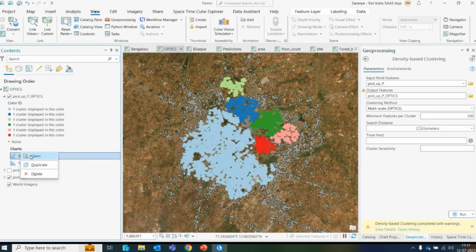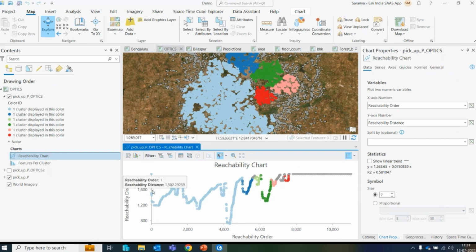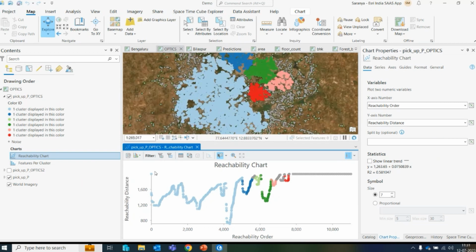This is the reachability chart I was talking about. It is trying to order the points in such a way that takes into consideration the proximity of each of these points to the others. If you look at the data set closely, there is this light blue cluster, which is actually very big. I would like to split this into smaller clusters.